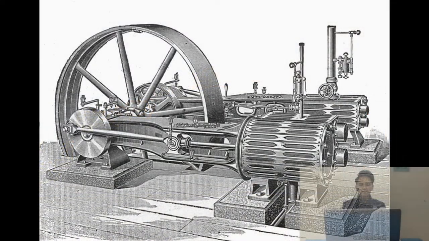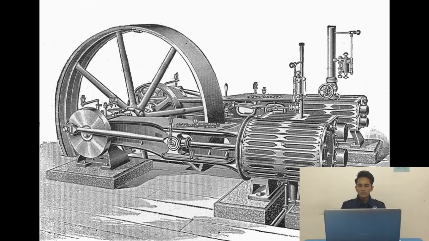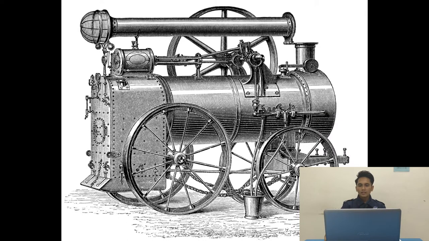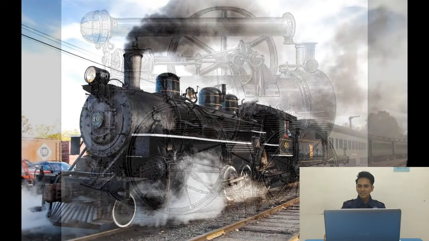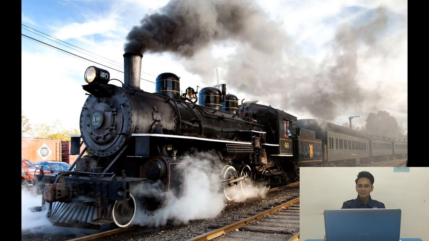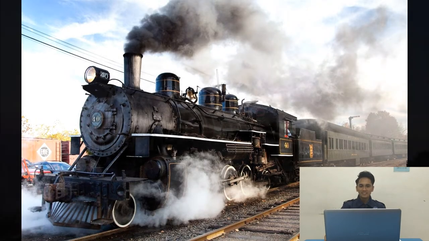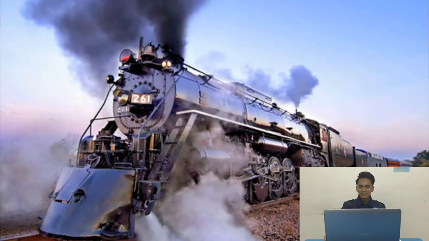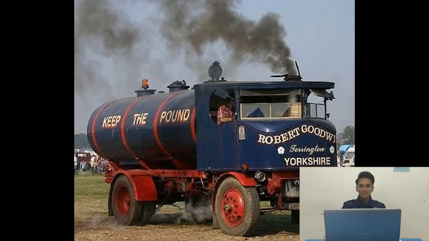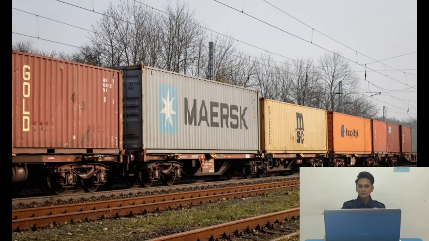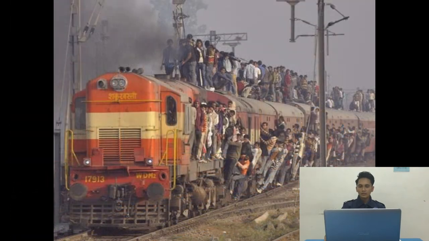Steam power is one of the most important and key aspects of the Industrial Revolution. The invention of the steam engine created many changes and additions to the technology of the time, including the steam locomotive. Steam locomotives are vehicles that run on rail or track and are powered by a steam engine. They were historically used for moving cargo and other material as well as passengers.